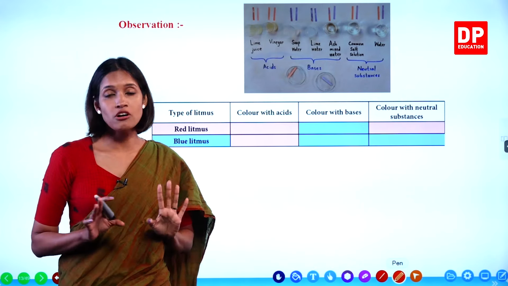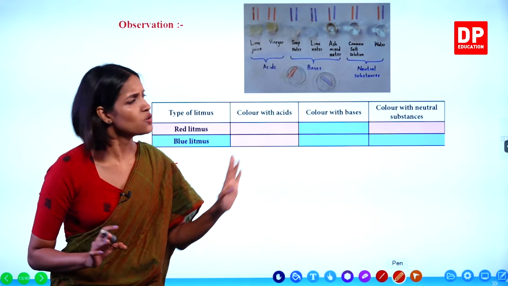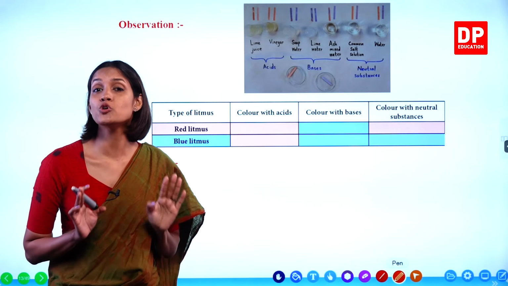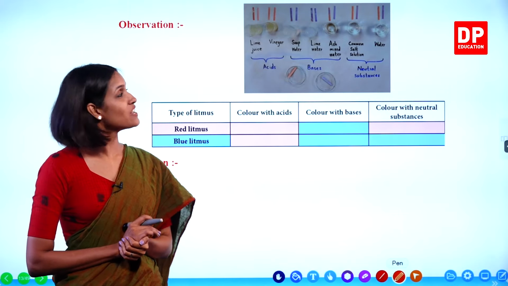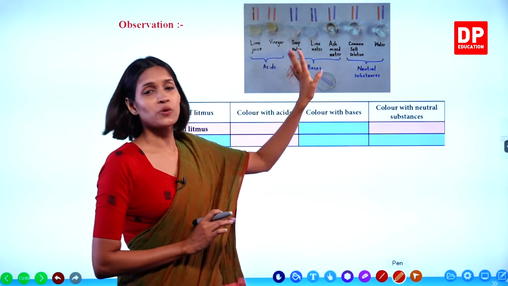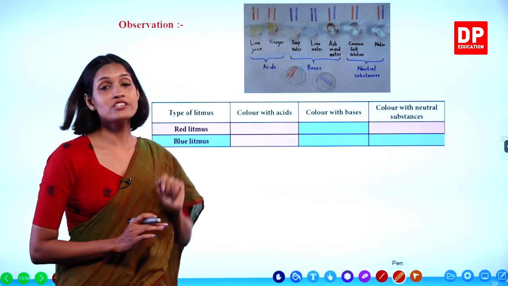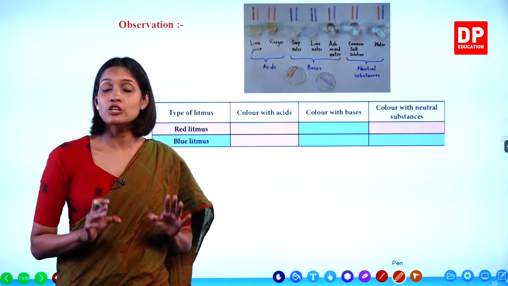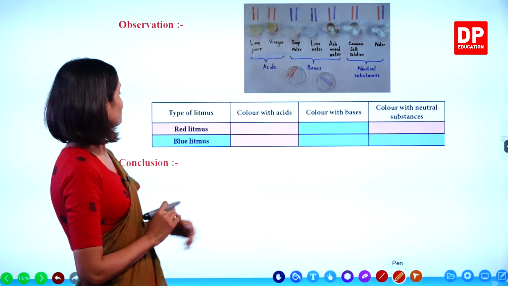What about the neutral substances? Did red litmus change the color with neutral substances? It did not. What about the blue litmus? Blue litmus also did not change the color with neutral substances. It means litmus paper or any other indicator, as I told you before, does not change the color with neutral substances. Understand, children? Okay, we will write.